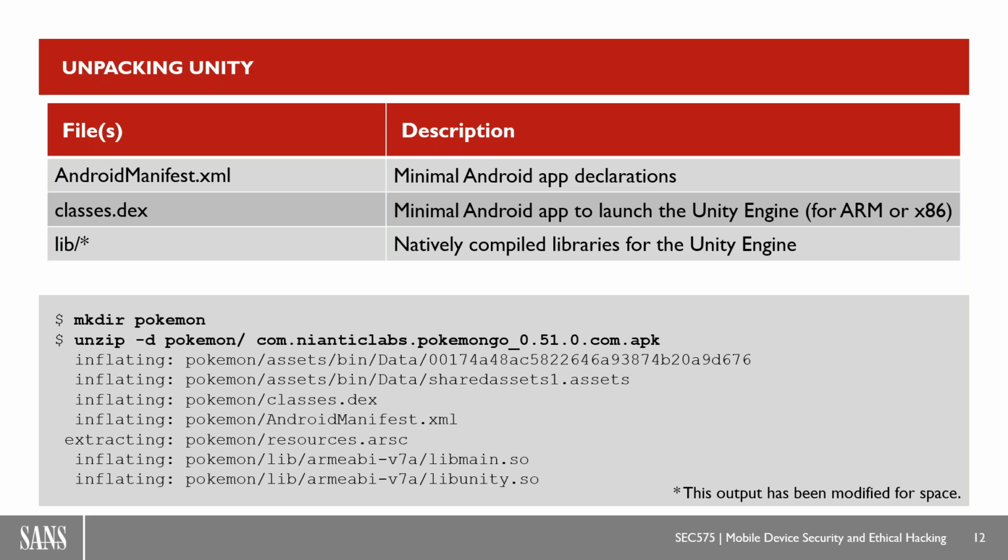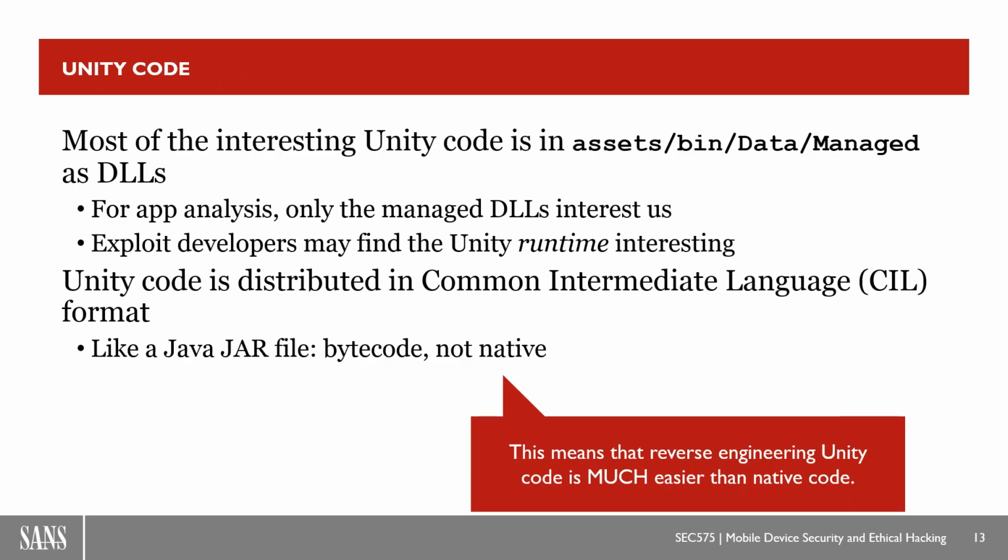I grabbed this APK file from apkmonk, and I just unzipped it. When I unzipped it, I saw some things like Pokemon assets bin data, and this directory structure tells me that it's a Unity file. In addition, I see some libraries down here, libunity. Again, these are key indicators that I'm looking at a Unity-based application. With Unity applications, the interesting code is distributed in the top-level zip file directory in assets bin data managed.